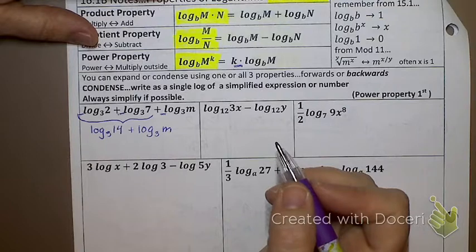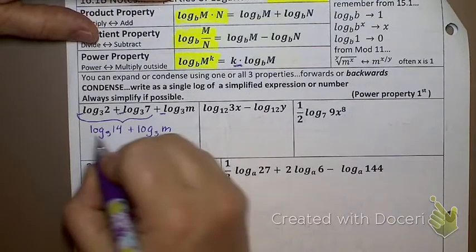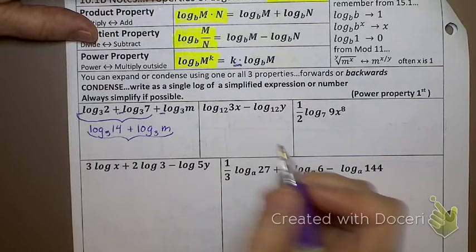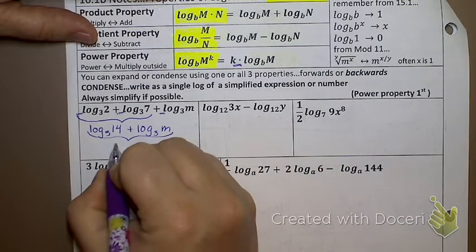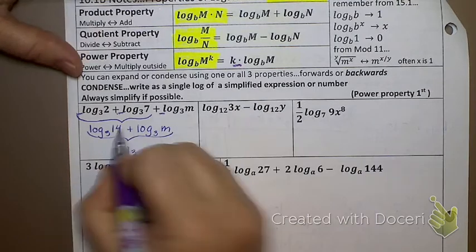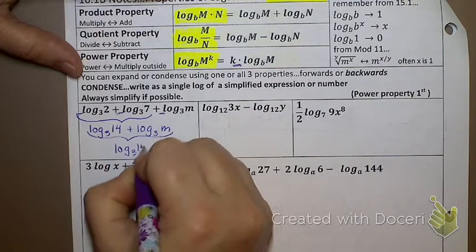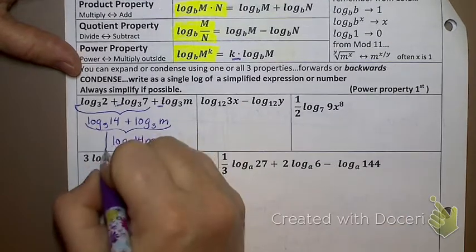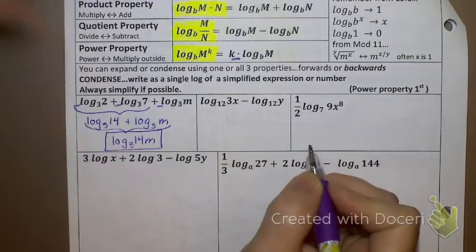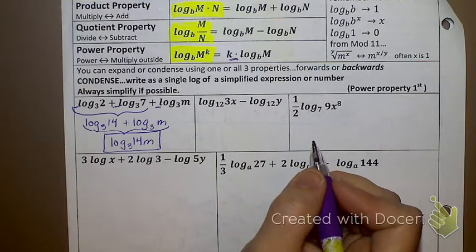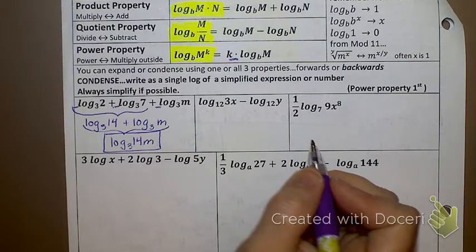So far, so good? What do you think I do next? I take these two and I condense them. And addition will condense to what? Multiplication. 14 times m is, and I have nothing else that I have not condensed. So that would be my fully condensed form. Easy? After you've done expanding, this should be pretty easy.